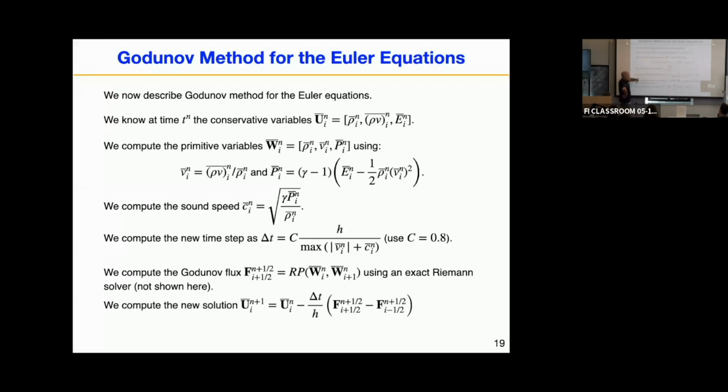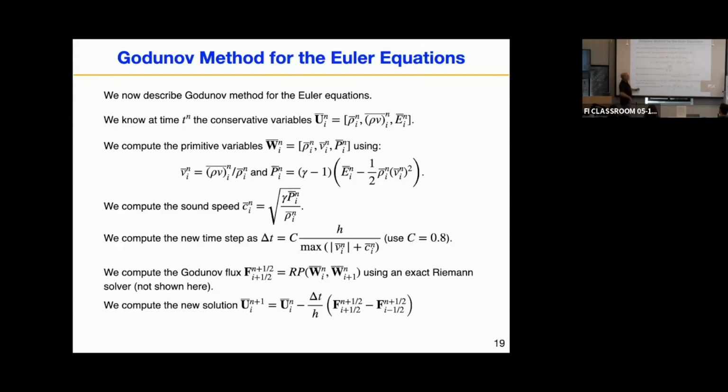Then you compute the time step. Again, you don't want the Riemann problems to interact with each other. Right? So the time step has to be smaller than h over the largest eigenvalue. And you put a c here, which is less than 1, right, to avoid the interaction of the waves. So let's put 0.8, right? And then you know that the time step will be small enough. Right? So the method will be valid.